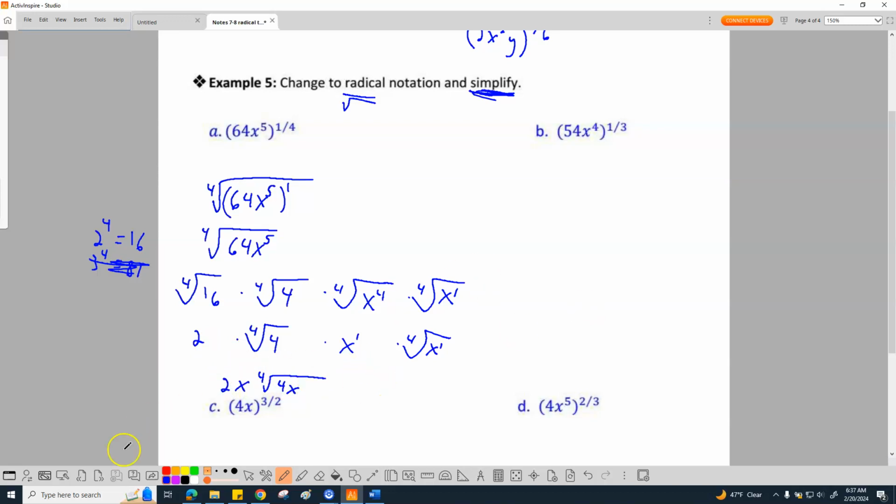I'm going to switch color and do B now. So here we go. Let's go ahead and rewrite this correctly. We're going to have the cube root of 54 x to the 4th. Can you see how I have that? I have that because technically this whole thing gets raised to the 1, like in example A, but I'm not going to write it. So how do I break this apart?